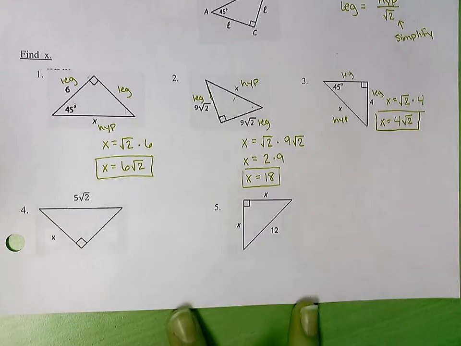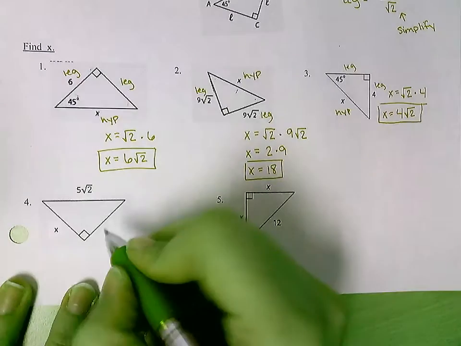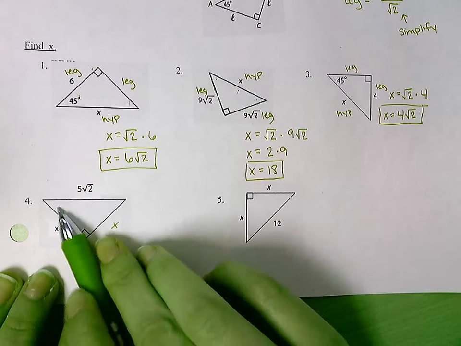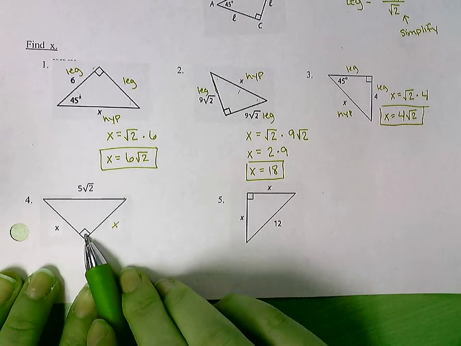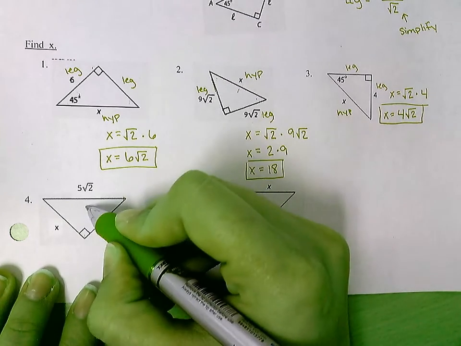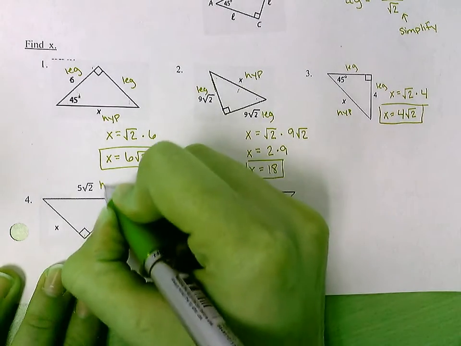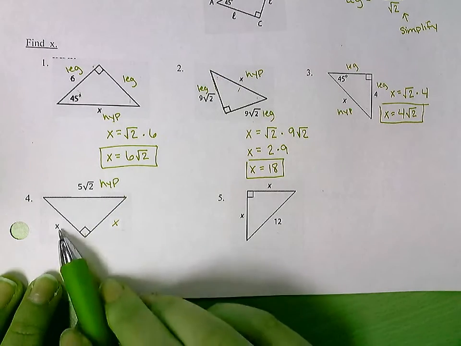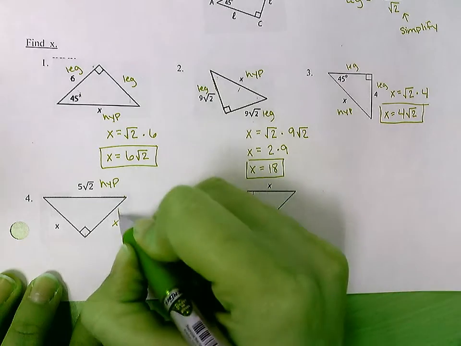All right, number 4. This is supposed to be an x. So you know that the sides are the same. Since the sides are the same, that means your two angles are going to be the same, so they have to be 45. So again, this is a 45, 45, 90. Opposite 90-degree angle is your hypotenuse. The other two sides are your legs.